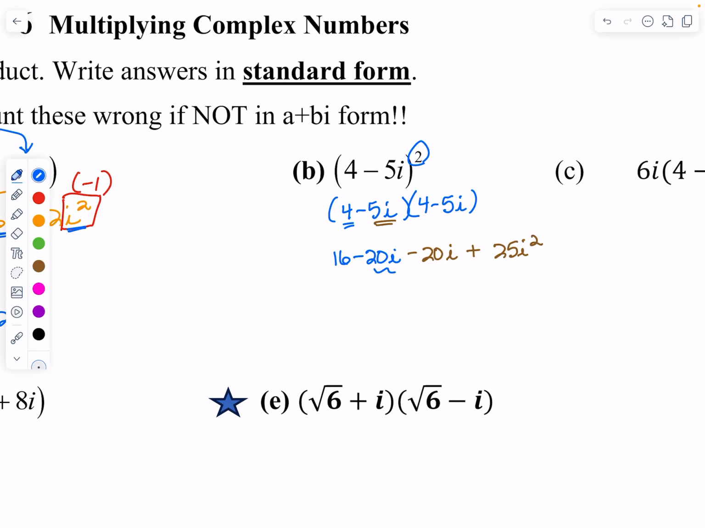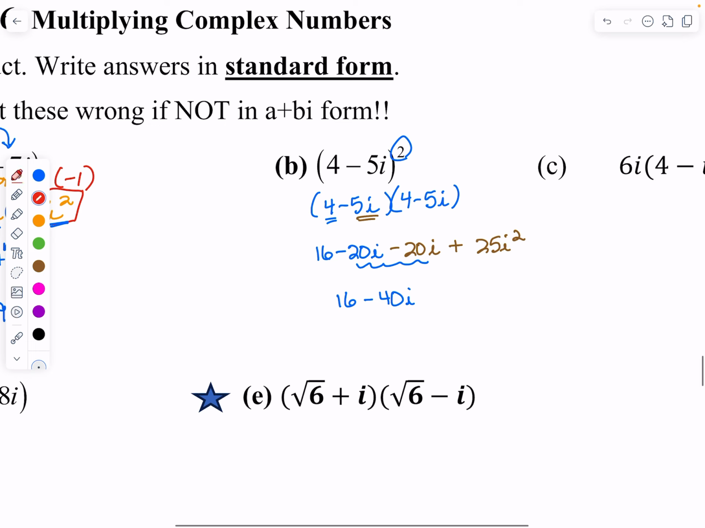So my middle two are going to combine. So I'll have 16 minus 40i. And then remember we talked about this little trick. This is going to be a negative 1. So that just turns that into a negative 25. And then I combine my like terms. So my like terms are 16 minus 25. So that's going to give me what? A negative 9 maybe?